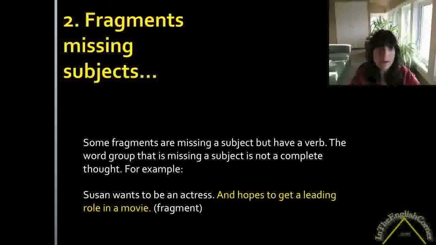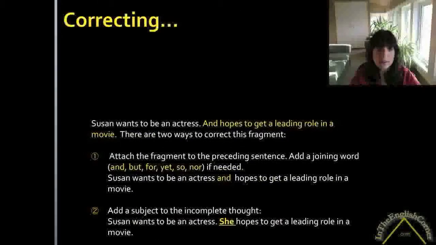The second type of fragment is called fragments missing subjects. Some fragments are missing a subject, but they do have a verb. The word group that is missing a subject is not a complete thought. In this example, Susan wants to be an actress and hopes to get a leading role in a movie. And hopes to get a leading role in a movie is a fragment. There are two ways that you can correct this error. One, you can attach the fragment to the preceding sentence. Add adjoining words such as and, but, for, yet, so, or nor if needed.